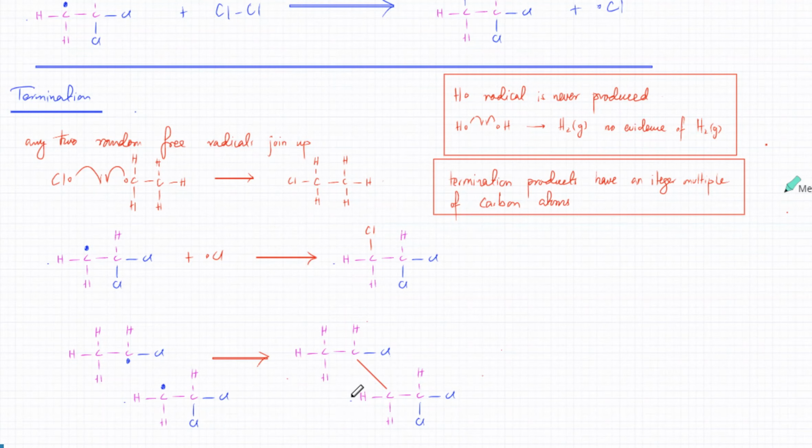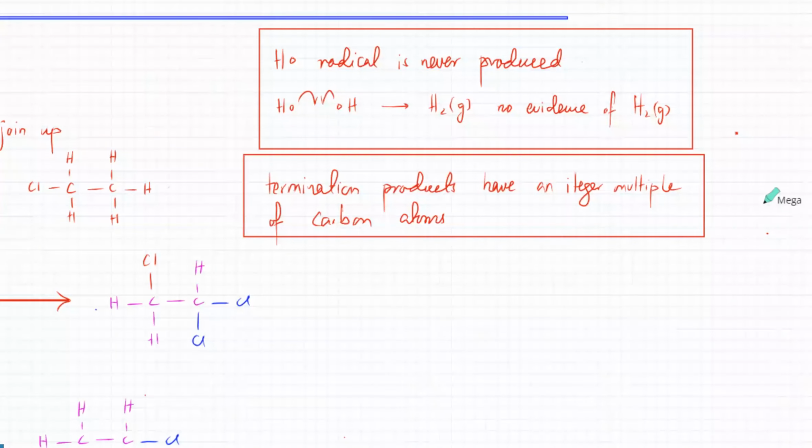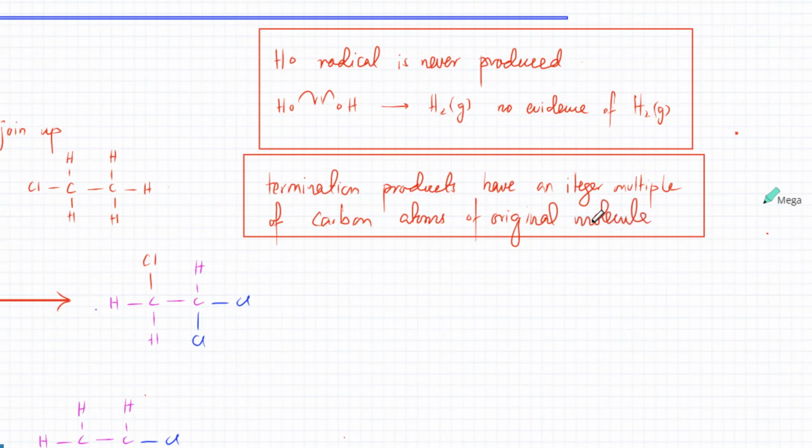We'll talk further on this in the next class then. Okay? Tomorrow. Let's leave it here. I'll discuss this in more detail, especially for propane. Okay, the termination products have an integer multiple of carbon atoms of the original molecule. Let me just complete this: integer multiple of the original molecule. So let's continue tomorrow.